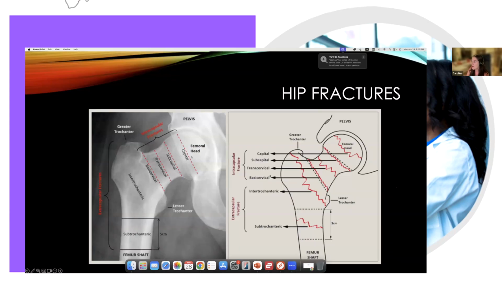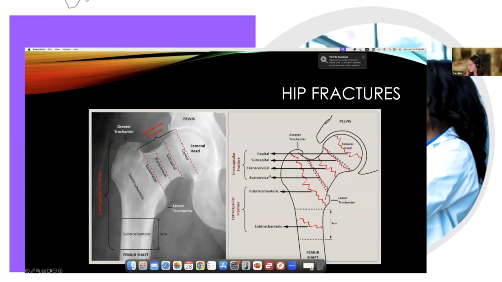Now, again, why was it so important to talk about the capsule of the femoral head? Well, with that capsular attachment, we can classify these fractures into extracapsular fractures, which happen outside of the capsule: subtrochanteric, when they are within 5 centimeters of the intertrochanteric region, and the intertrochanteric fractures. And then we have intracapsular fractures, which could be capital, transcervical, or base cervical.